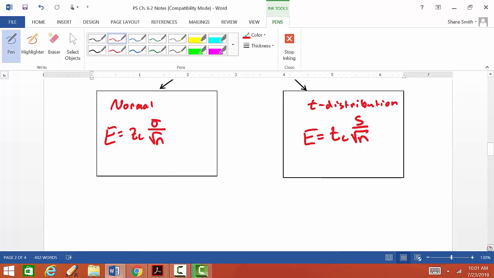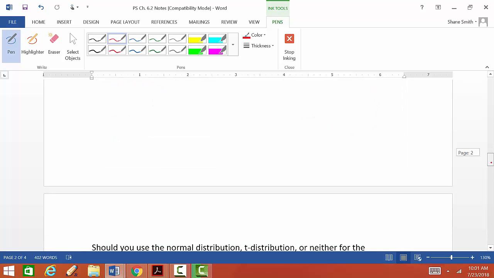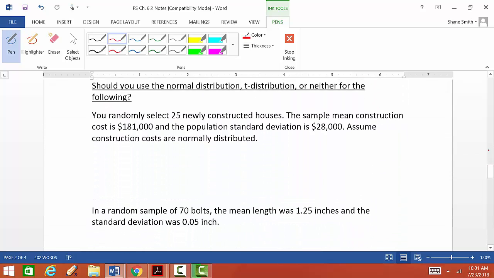Okay, so on the next page, there are 4 scenarios, and we're not going to construct confidence intervals yet, but all I want you to do is just read through the 4 scenarios, and I want you to tell me, are you using a normal distribution, are you using a t-distribution, or is it an either? Can you not create a probability or a confidence interval? So read through the 4 scenarios, pause the video, and look at what I come up with.